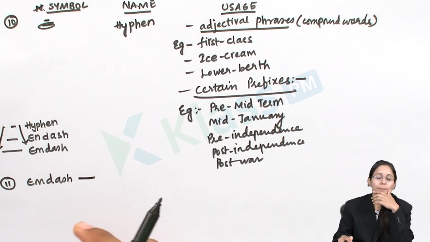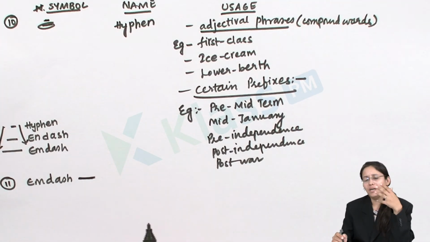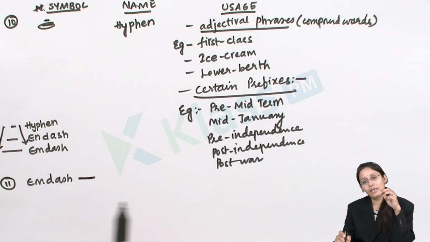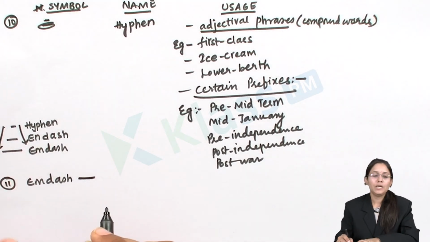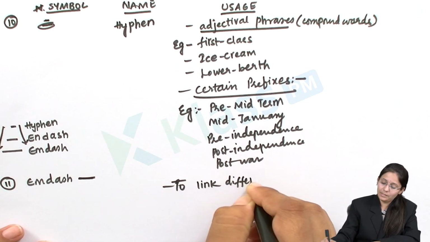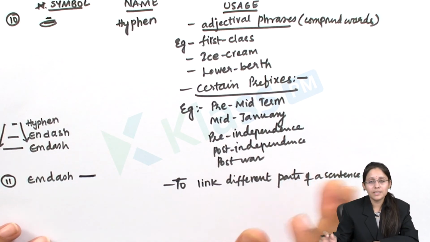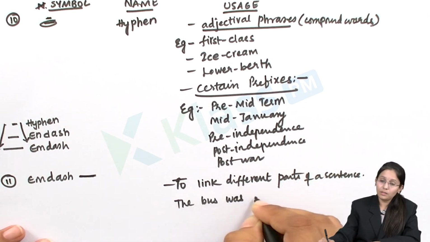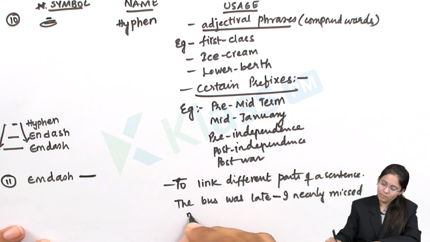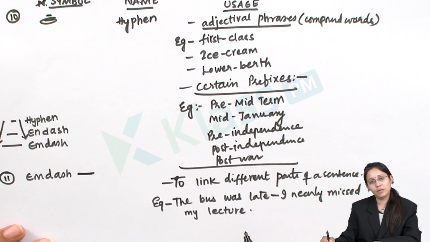Okay. Now let us see how and when do we use m dash. Generally we don't use m dash much, but when there are certain stories, novels, during that time, when we are reading such, we come across this m dash. Okay. So m dash is generally used to link different parts of a sentence, which are irrelevant with each other. The bus was late. I nearly missed my lecture. So this is how you are saying that the bus was late, so I missed my lecture.